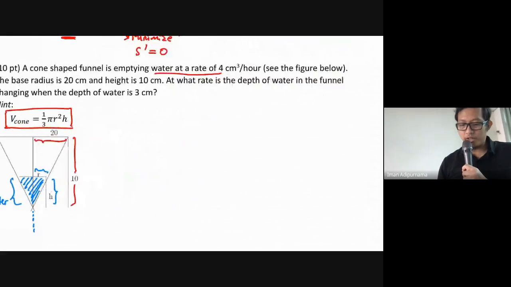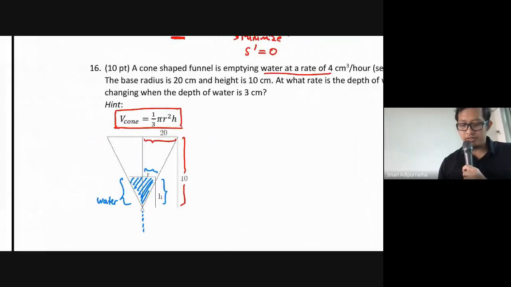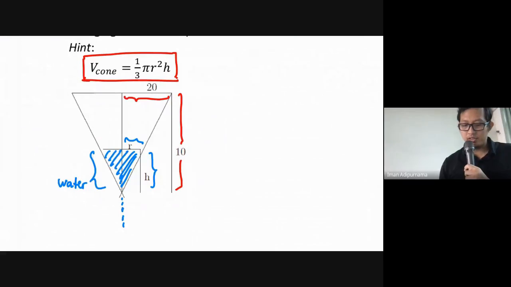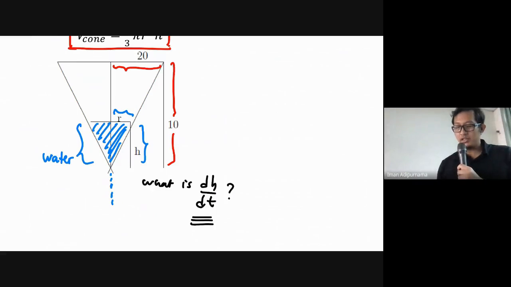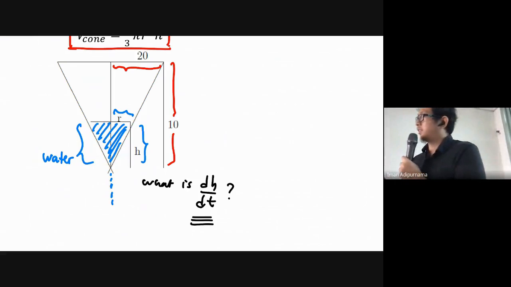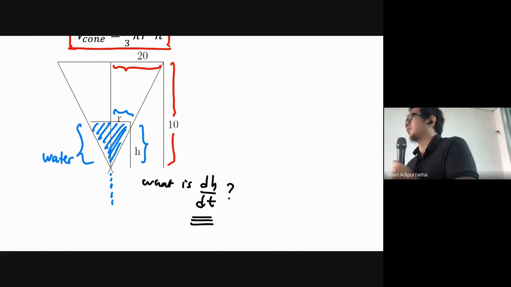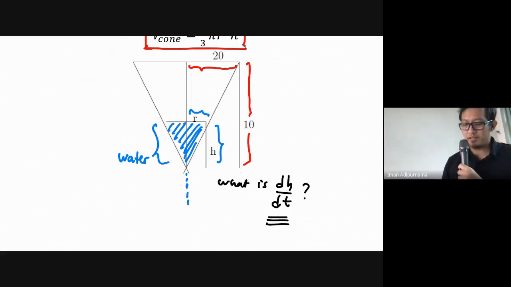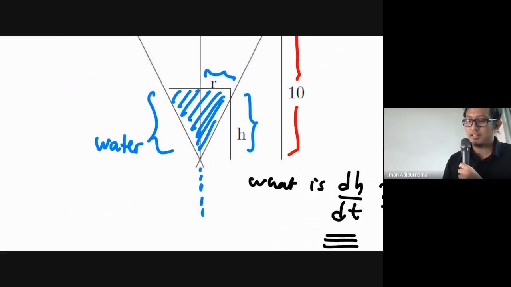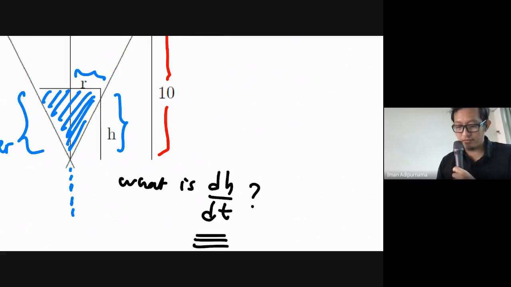So the question: at what rate is the depth of the water in the funnel changing when the depth of water is 3 cm? So basically it's asking what is dH over dt, the height of the water. And to find dH over dt, of course, you need to find the relations, okay? So the important thing in related rates is finding the question first. What is the question about? Because the question is asking the depth of the water, which means if this is the water here, the depth of the water is H, the rate of change is dH over dt, okay?